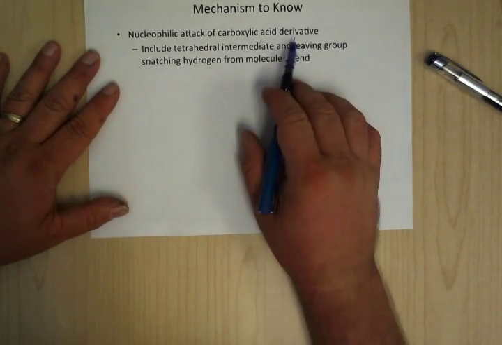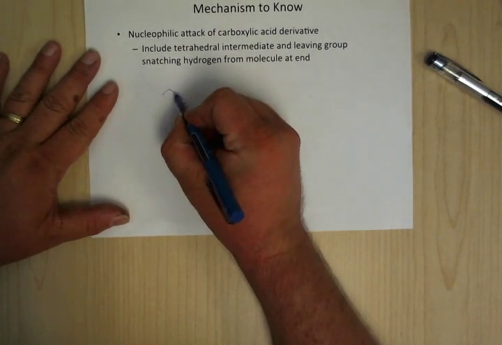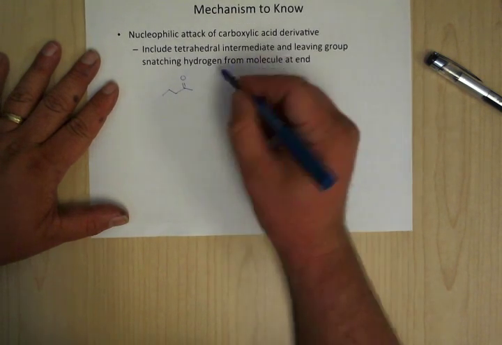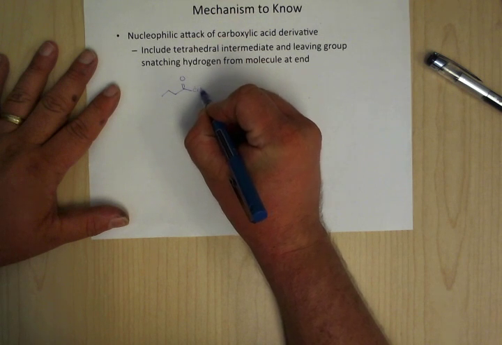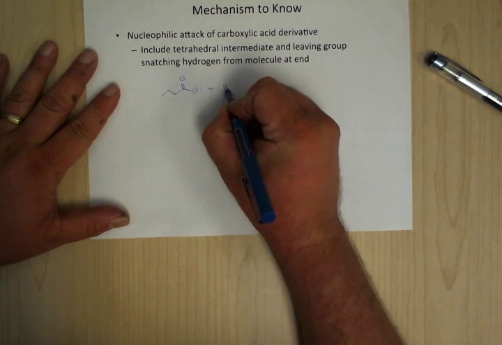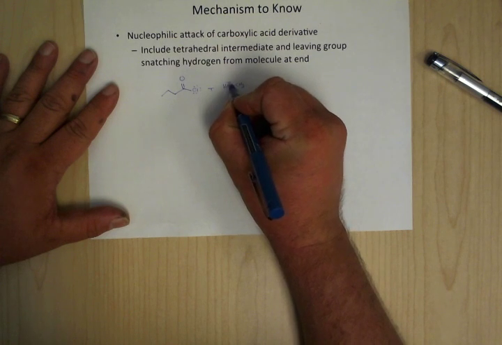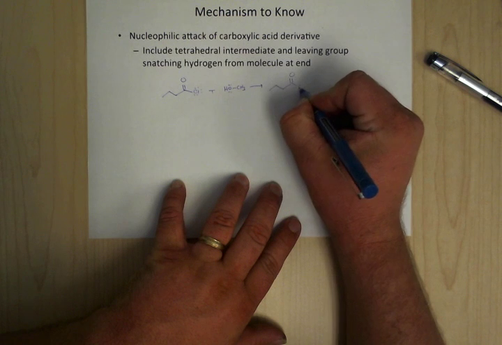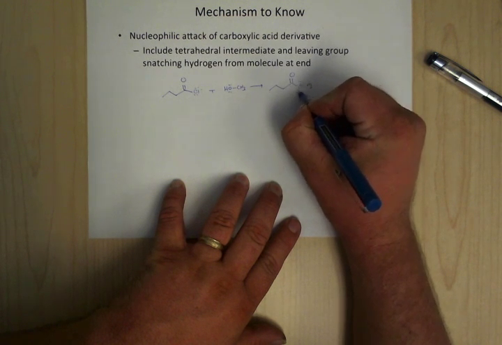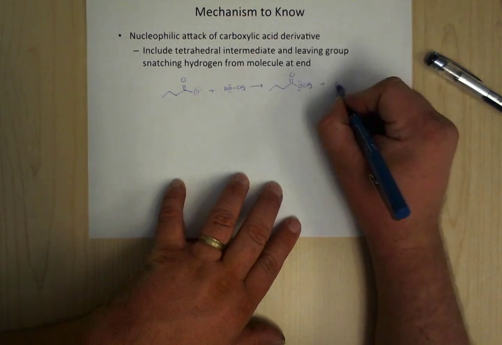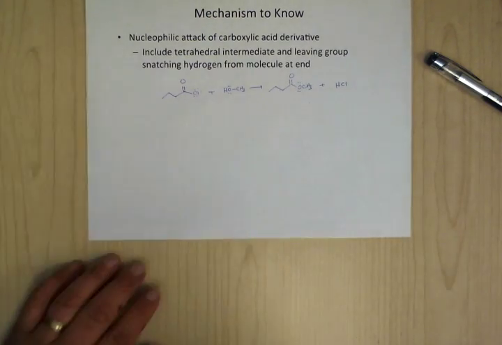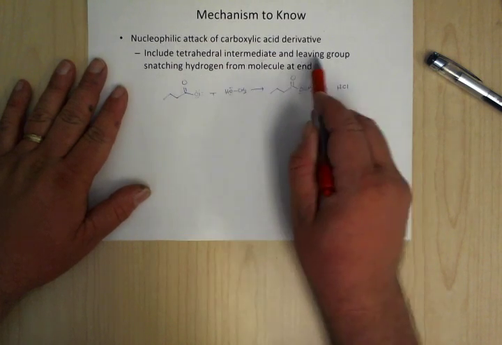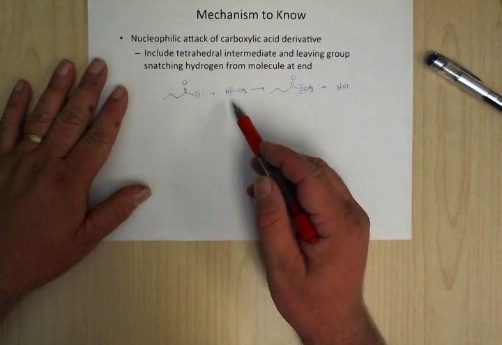Okay, so for the carboxylic acid derivatives, we're going to get just something very simple. Let's just do an acid chloride plus methanol going to OCH3 plus HCl. Okay. So what I want to see is the tetrahedral intermediate, and I want to see that leaving group grab that hydrogen.